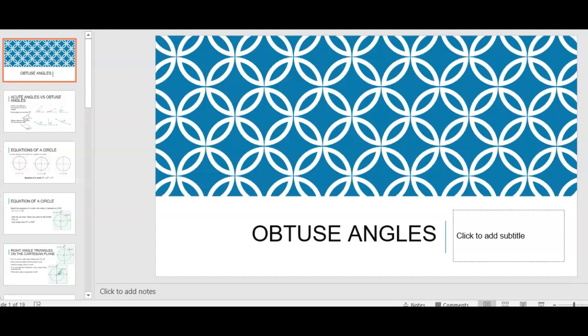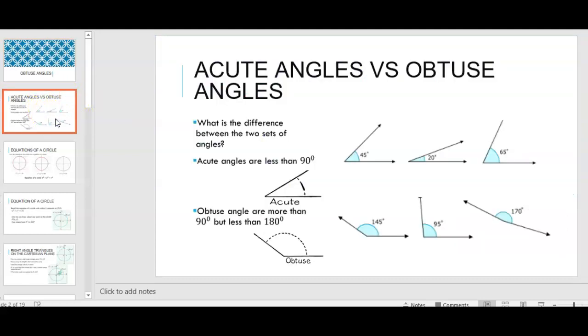Hello everyone, today we're going to talk about the values of primary trigonometric ratios on obtuse angles and compare them to the primary trigonometric ratios of acute angles. Before we do that, let's recall what an acute angle is and what an obtuse angle is. Acute angles are angles that are less than 90 degrees. And obtuse angles are angles that are greater than 90 degrees but less than 180 degrees.